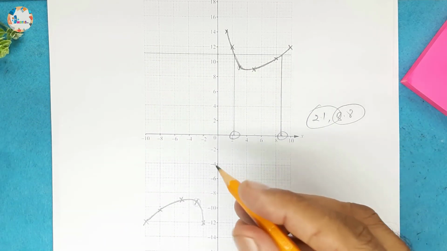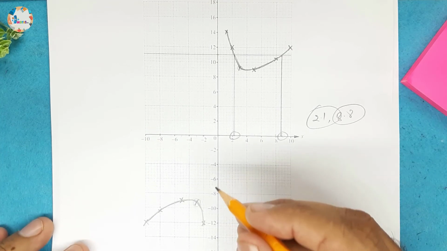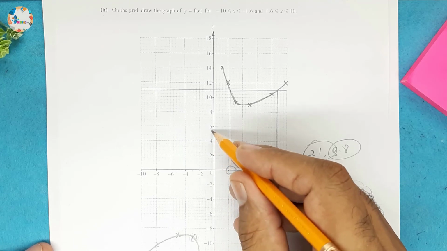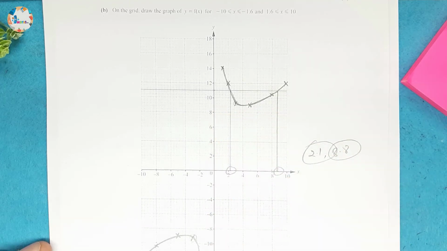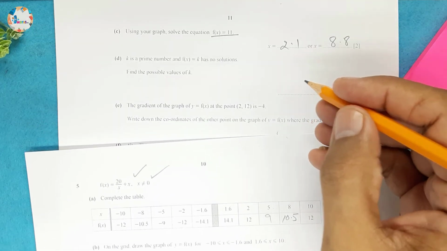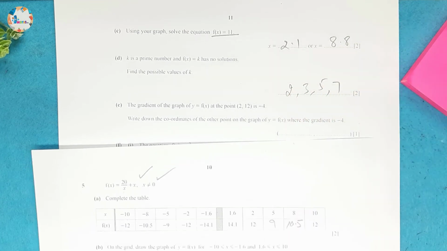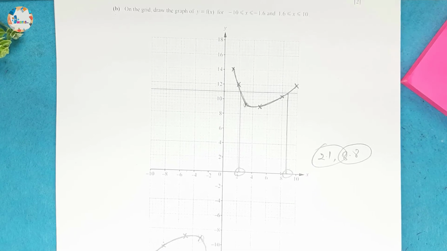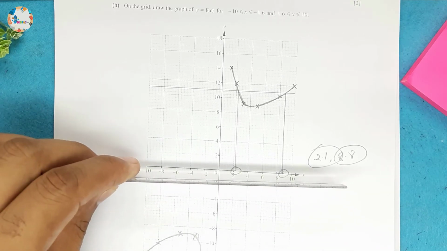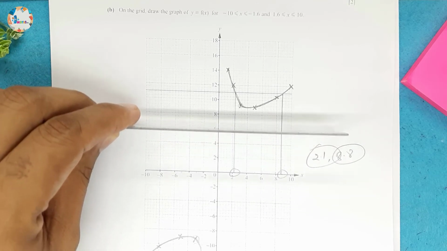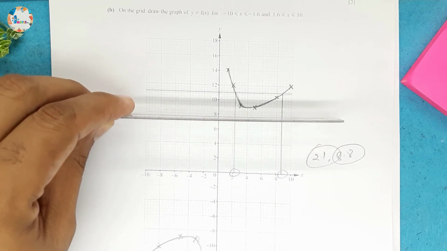So what are the prime numbers? Prime numbers in between this are 2, 3, 5 and 7. So we can provide the prime numbers as 2, 3, 5 and 7. For these prime numbers, you can see if we place our scale at the prime numbers, it will be 2, 3, 5 also and 7 also.